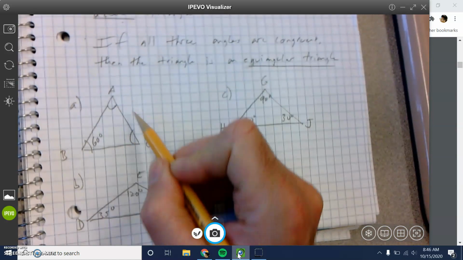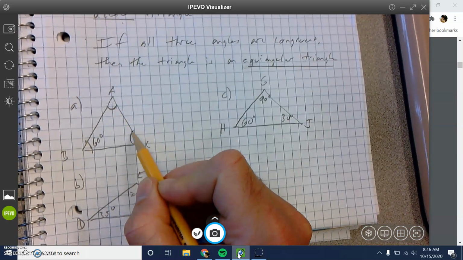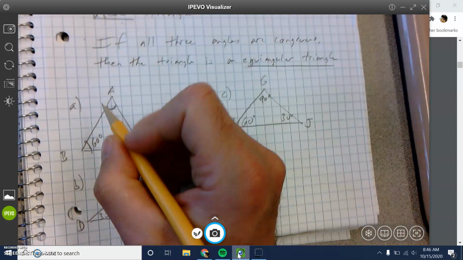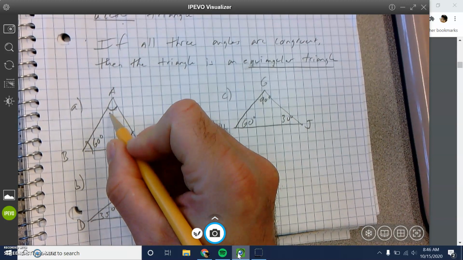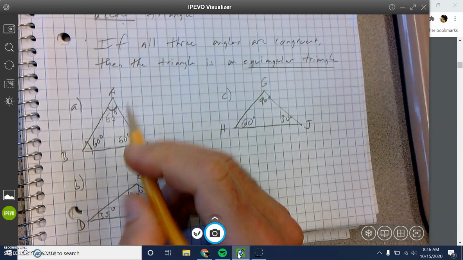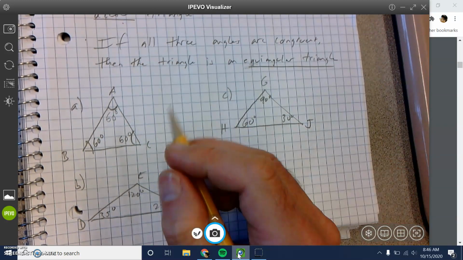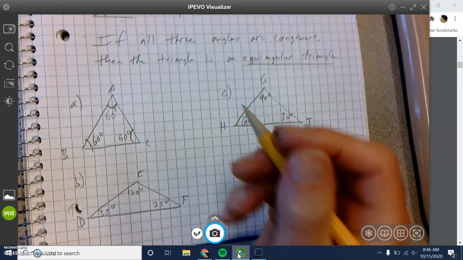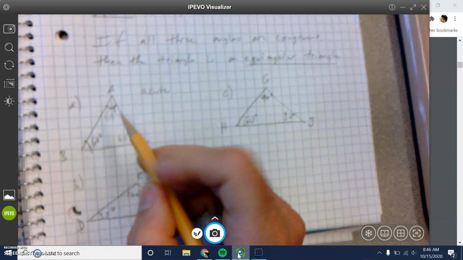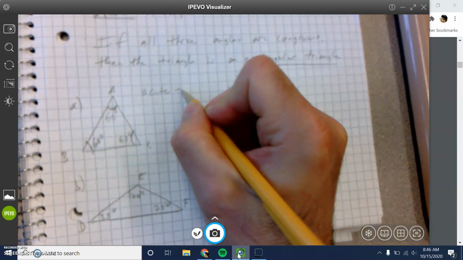These symbols right here mean congruent. So whatever this angle is, they're all the same angle. This means that all the angles are congruent. If this is 60, what's this going to be? Yeah, 60. And what's this going to be? Yeah, 60, because 60 plus 60 plus 60 equals 180. So there are actually two names for this. One is acute. Why is it acute? Because all three angles are less than 90.